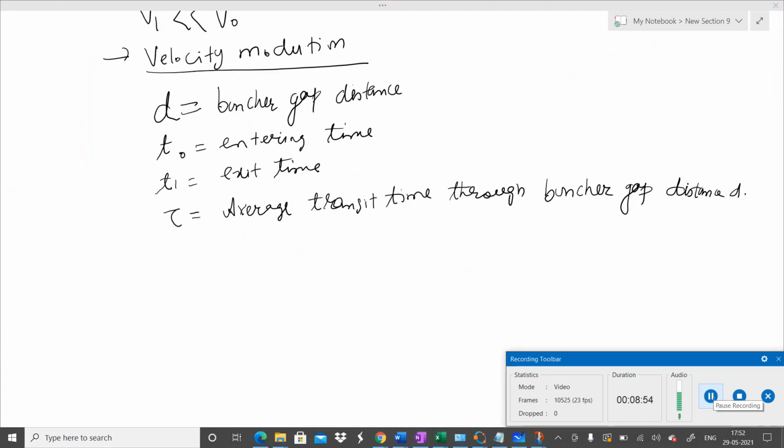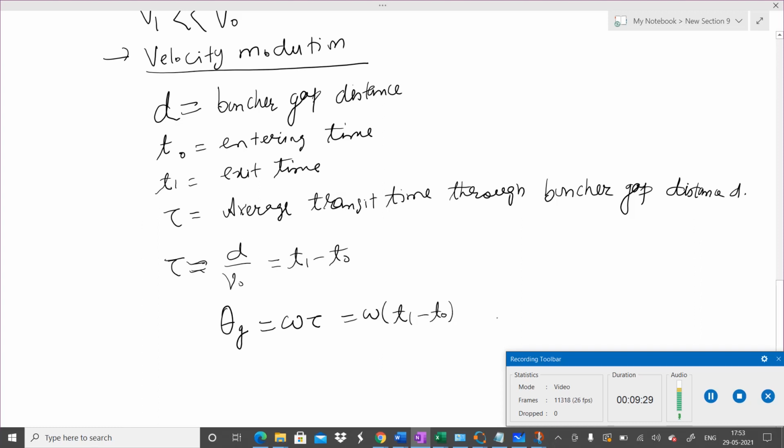So what will be approximately the average value of tau? That will be d divided by V0, which is actually T1 minus T0. Correspondingly, what is the average gap transit angle? There will be a phase angle theta g corresponding to this transit time tau. That will be omega times tau, which can be written as omega times (T1 minus T0), or also as omega d divided by V0. So this is the average gap transit angle.